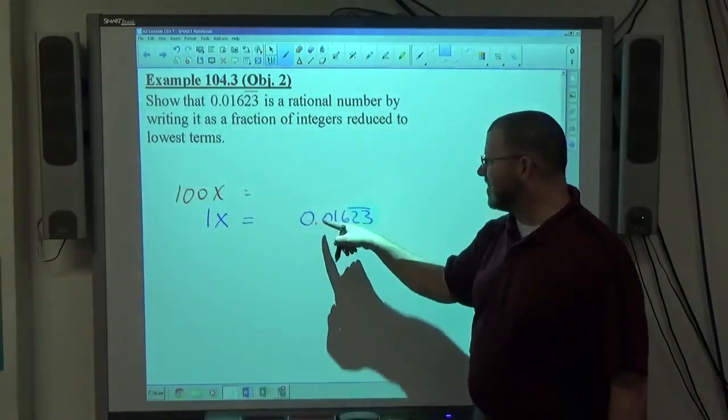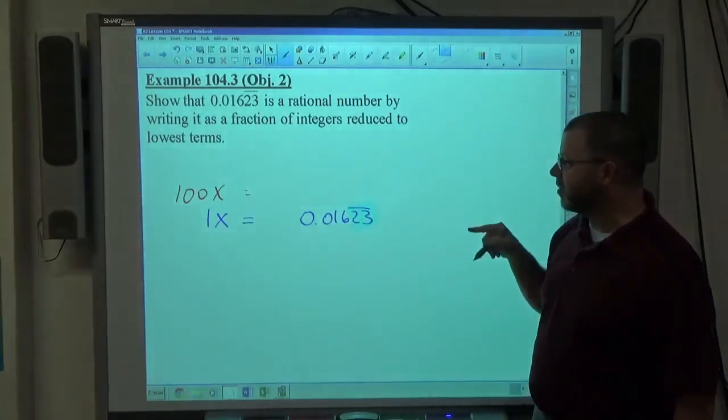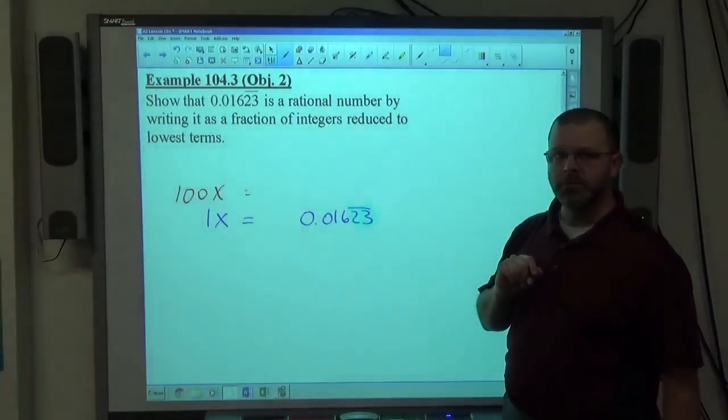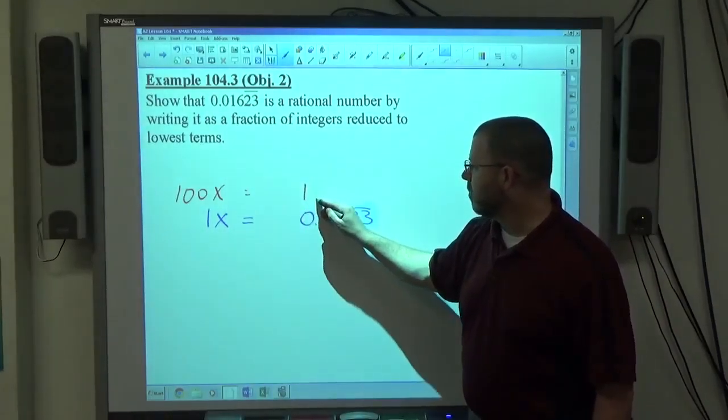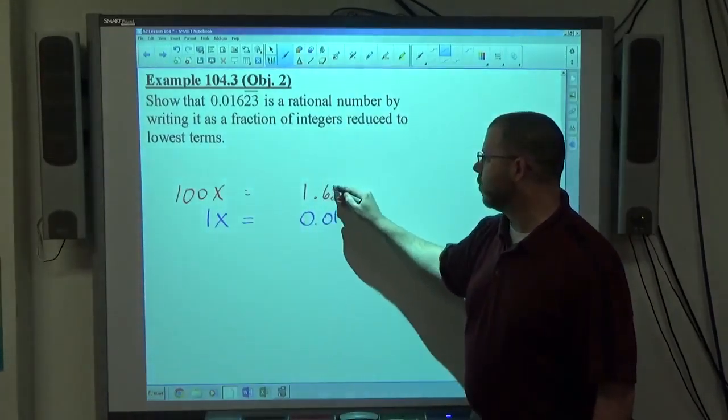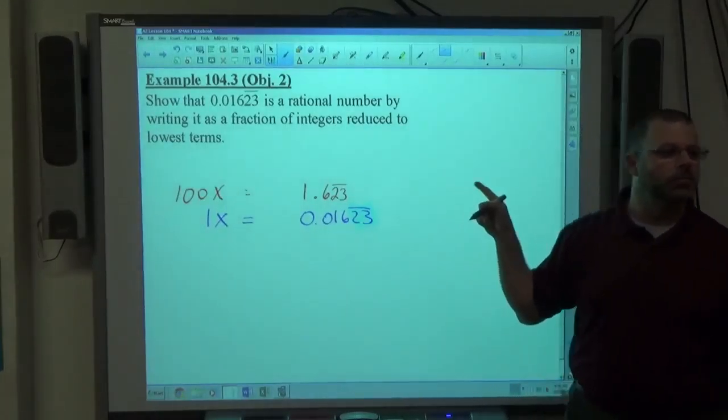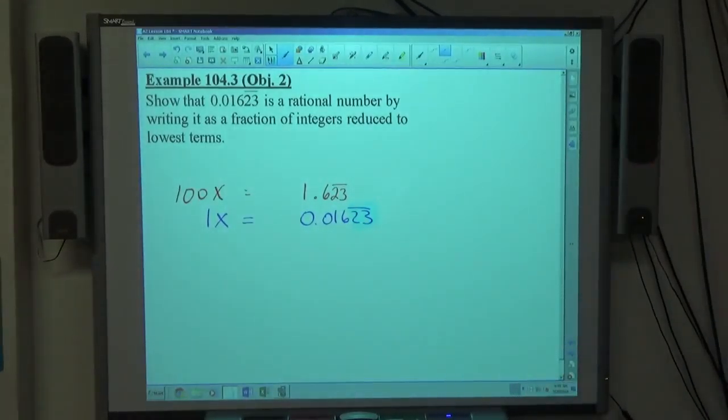And if I multiply 0.01623 repeating times 100, how far does the decimal point move? To the right, between the 1 and the 6, right? So I'm going to get 1.623 repeating. Don't put the repeating bar. I can erase easier than you guys.